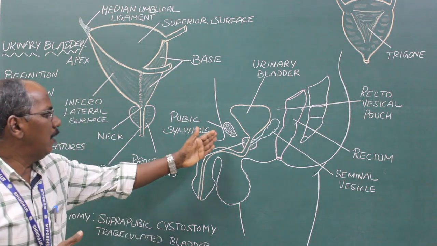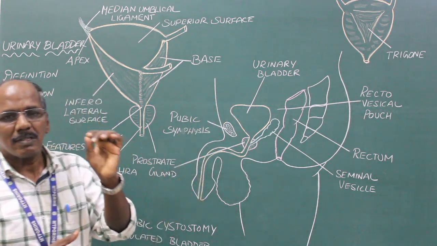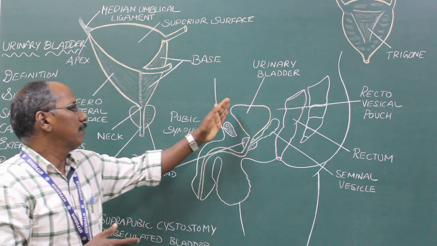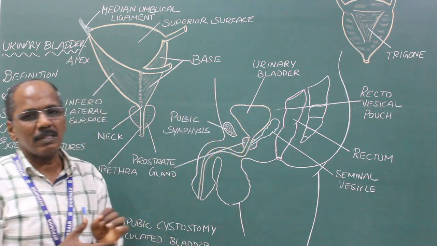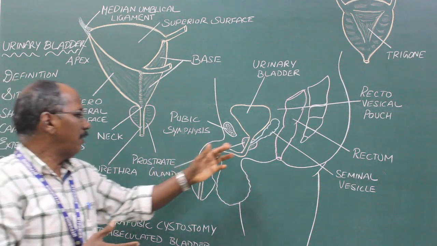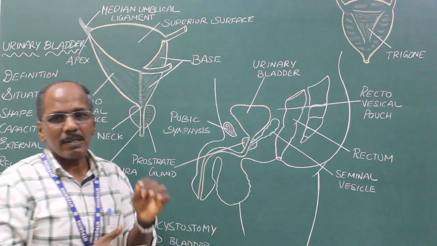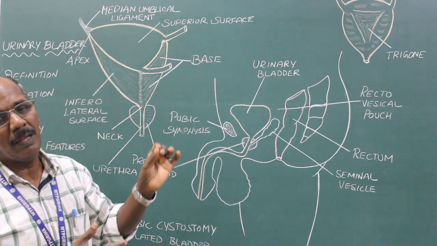So the anterior and the superior relations are the same in case of male and female, whereas the posterior and inferior relations differ. Inferiorly, the urinary bladder is related to the urogenital diaphragm in female.